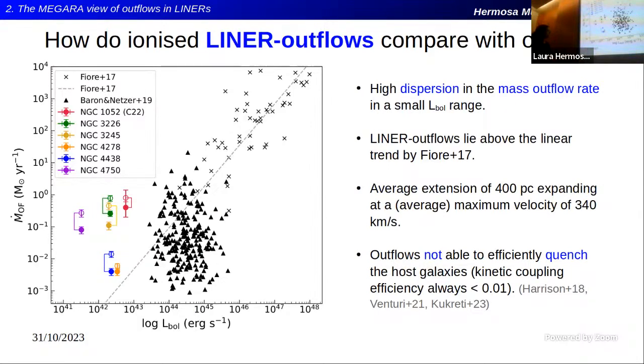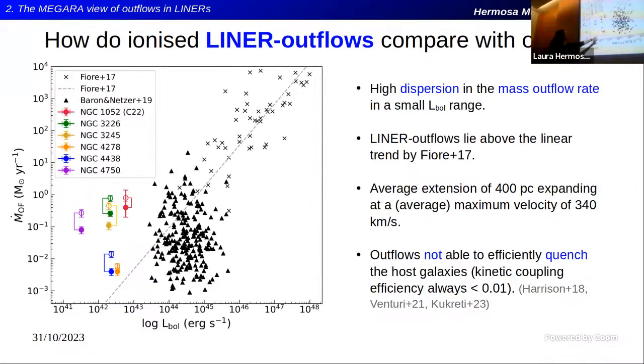So this is the same relation as before. We have the volumetric luminosity versus the mass outflow rate. So the crosses are Fiore's plot, and this line would be the initial relation by Fiore. And these colored points are our LINERs. So what we essentially are seeing is that we are completely out of the relation. We are above the values that were expected for this kind of outflows.